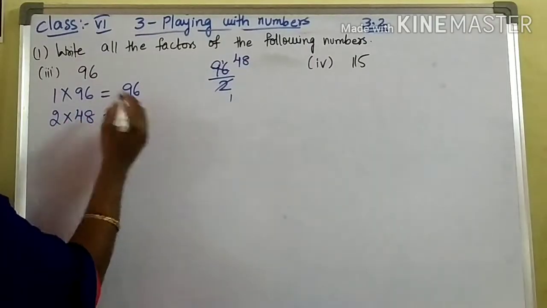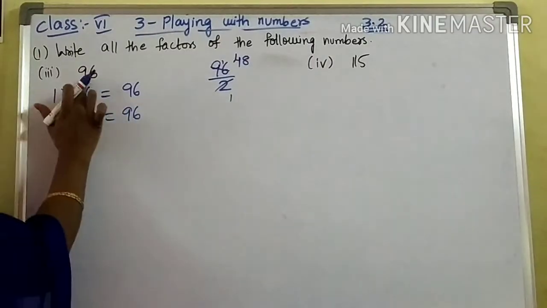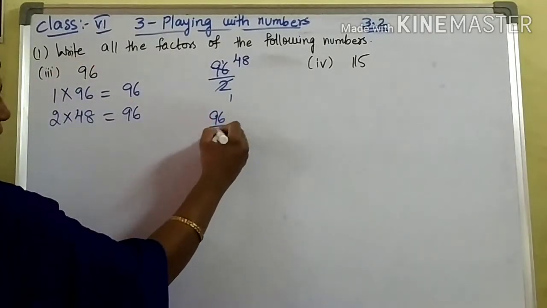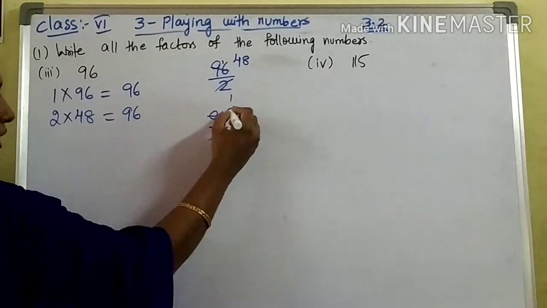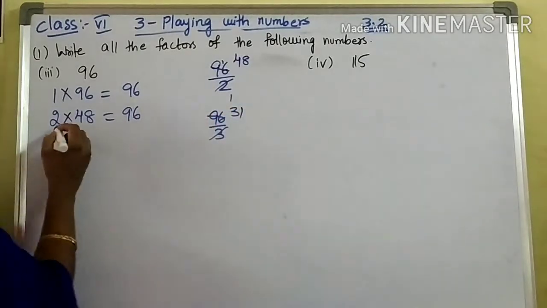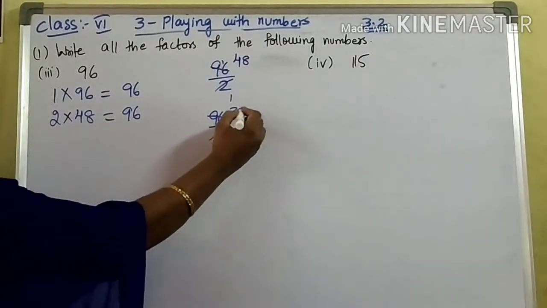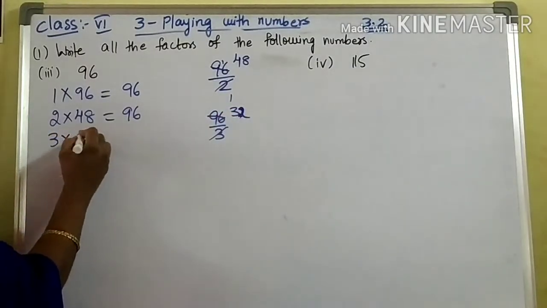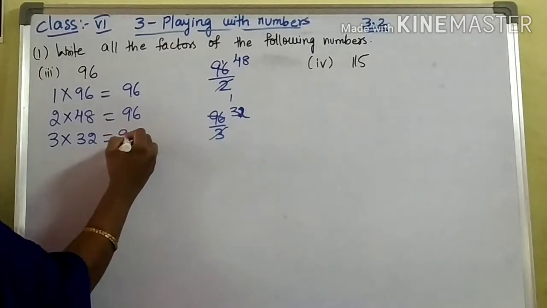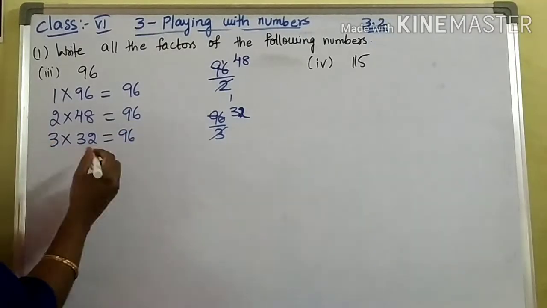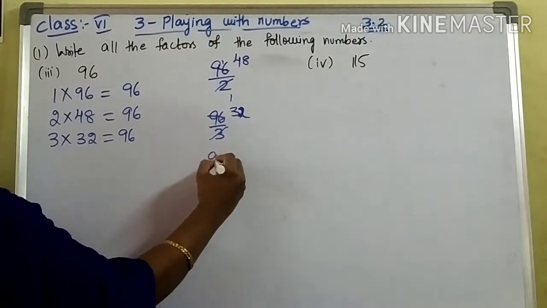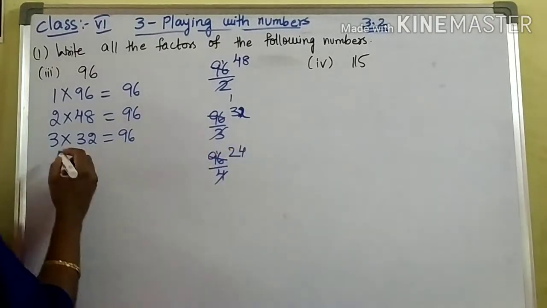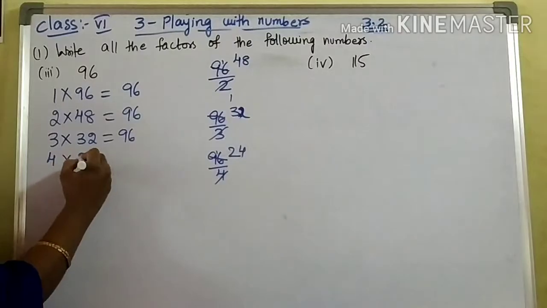Will it go in 3 table? Yes. 9 plus 6, 15. 15 will go in 3. So 96 by 3 if you do, how many times will you get? 3 3s are 9, 3 2s are 6. 32 times. So 3 into 32 will give you 96. Coming to next, will it go in 4 table? So 96 by 4. 4 2s are 8, 4 4s are 16. Yes. So 4 into 24 will give you 96.